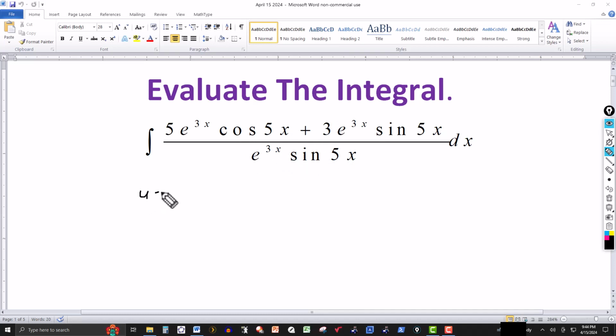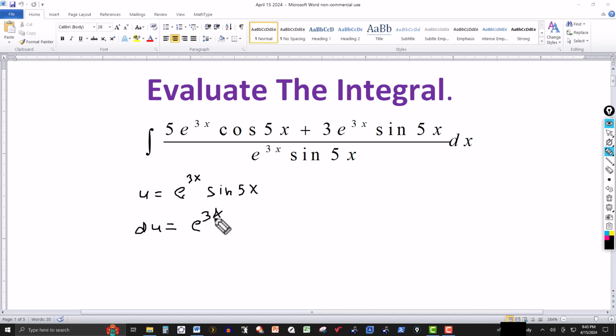u is equal to e to the 3x sine of 5x. And normally this is one approach you take with u-substitution. Let u equal to whatever's in the denominator. And if you take the derivative and it happens to give you what's in the numerator, then you're in business. So in this case, du would equal the derivative of e to the 3x sine of 5x. So it has to be functions of x here. It's a product, so we have to use the product rule.